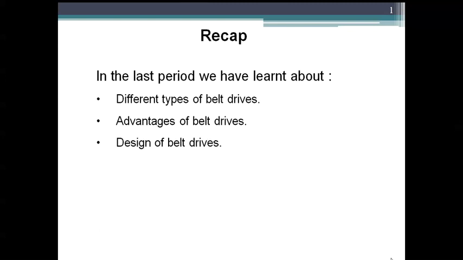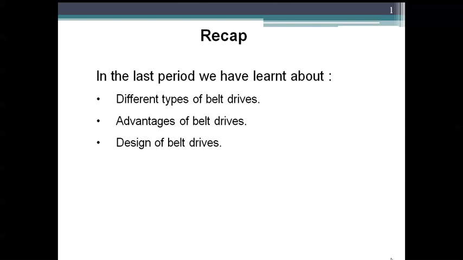Now coming to the disadvantages. The main disadvantage is that power is transmitted through friction between the belt and pulley. Sometimes if the load is more, there is a chance of slip. Slip means the pulley will rotate without rotating the belt. In that case, power loss takes place. So it cannot maintain a constant velocity ratio in the power transmission. That is the main disadvantage of the belt drive.